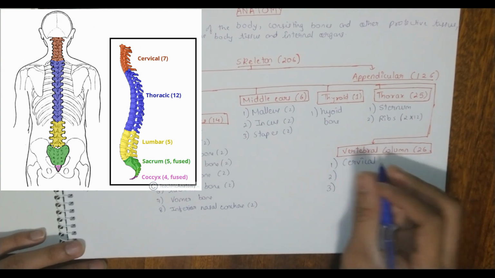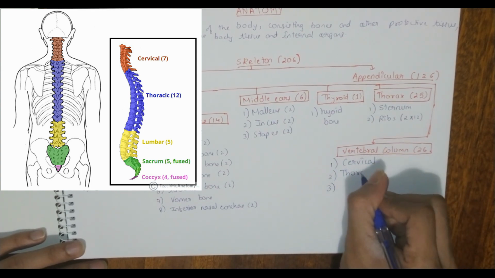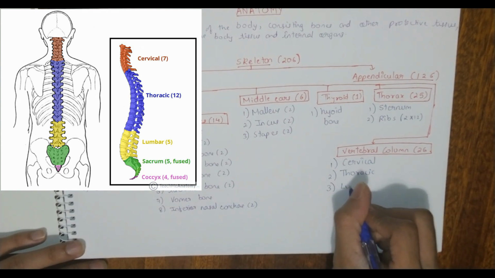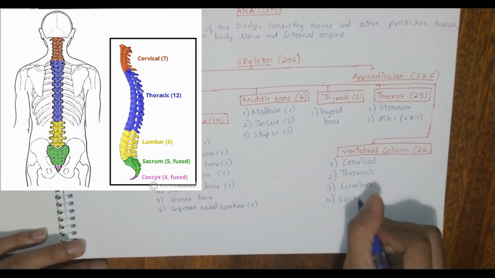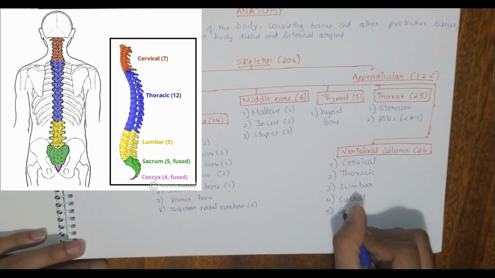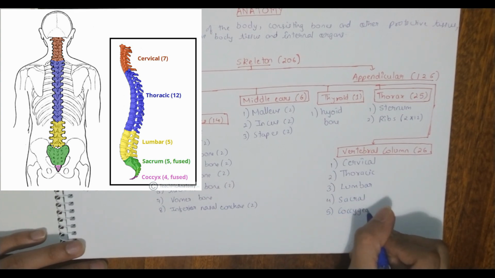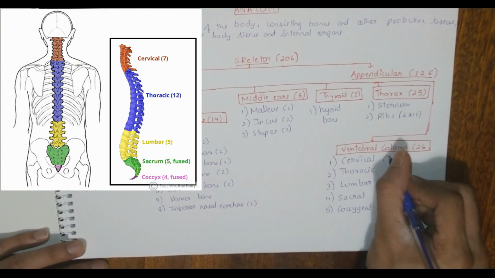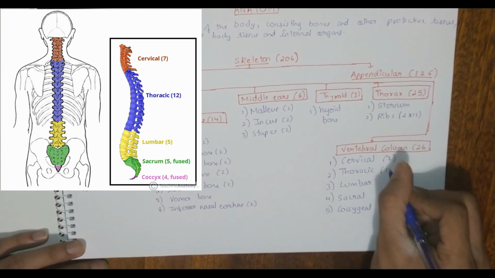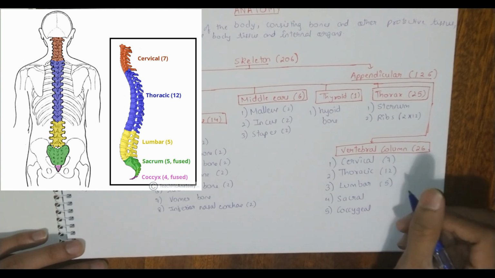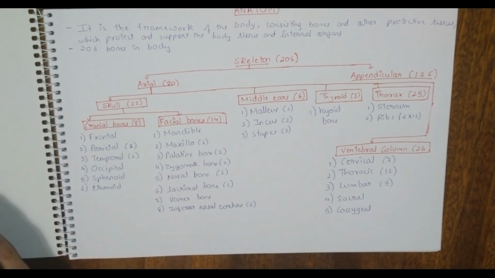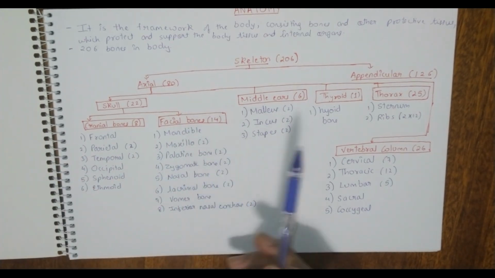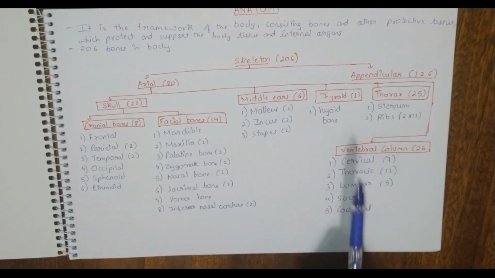cervical, thoracic, lumbar, sacral, and coccygeal. There are 7 cervical bones, 12 thoracic, 5 lumbar, and 1 sacral, 1 coccygeal. So with this, the axial skeleton is complete. There are total 80 bones: 22, 6, 1, 25, 26, total 80.